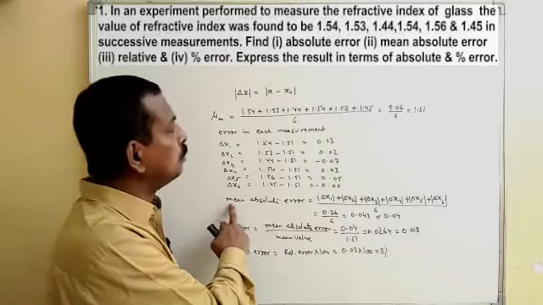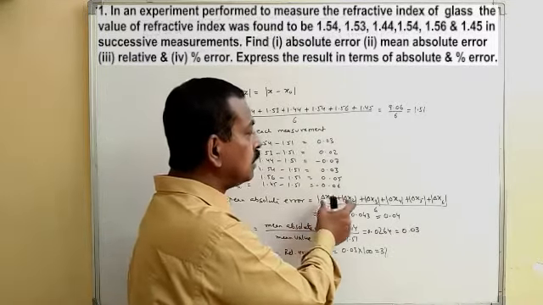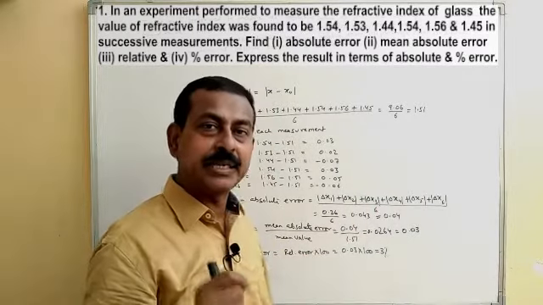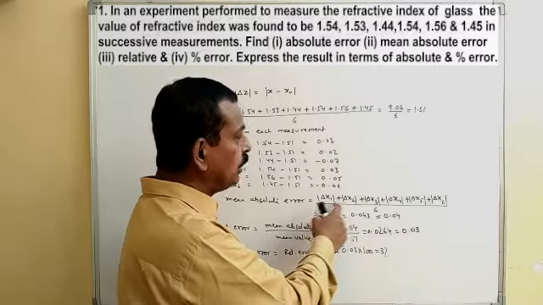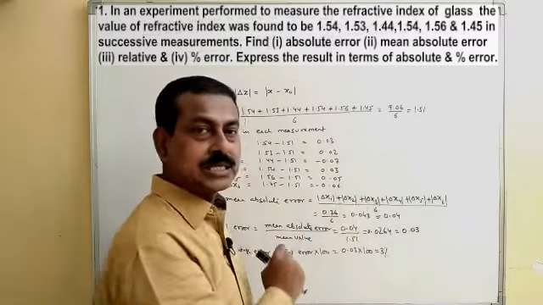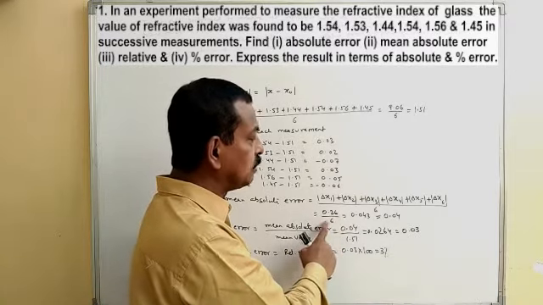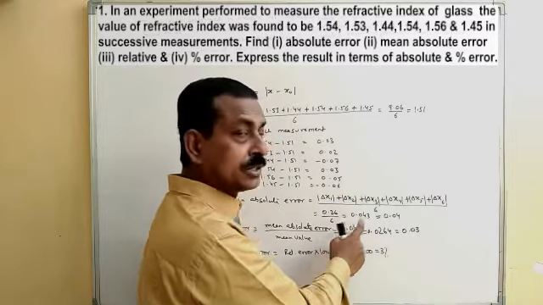Next is your mean absolute error. For mean absolute error we will be taking the sum of the absolute errors and we divide it by the number of observations there. Since there were 6 observations, all will be added here and divided by 6. So this is your 0.26 divided by 6. This one will come out to be 0.043.